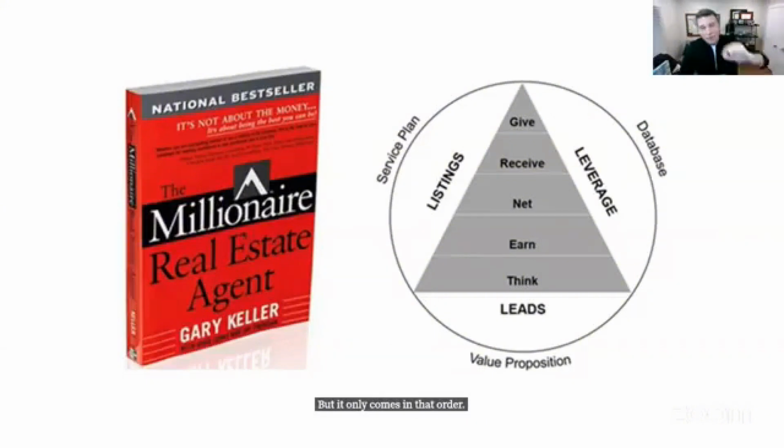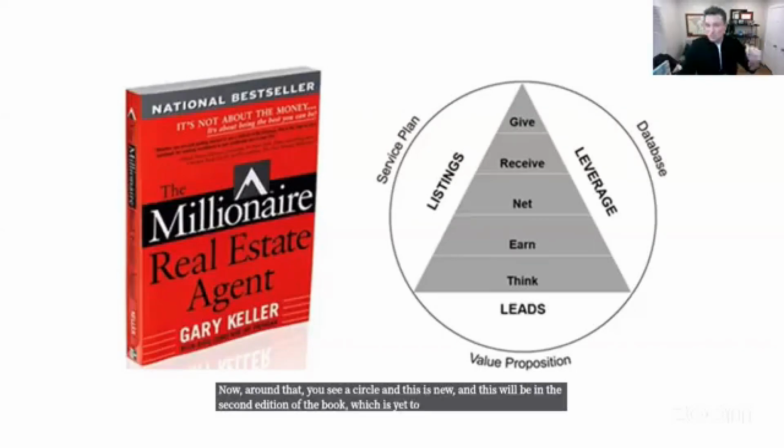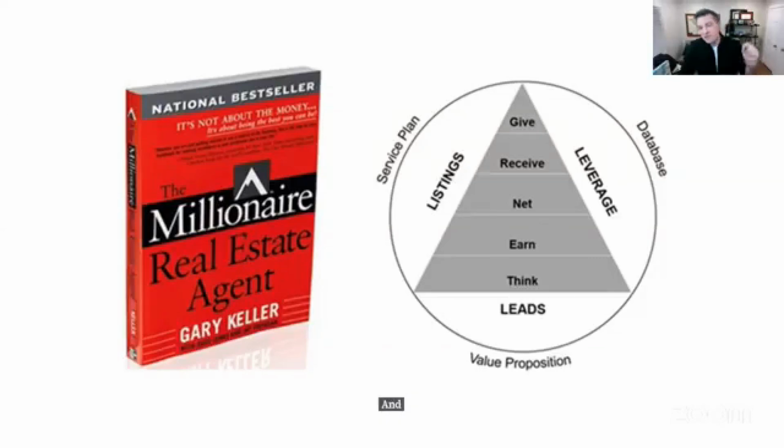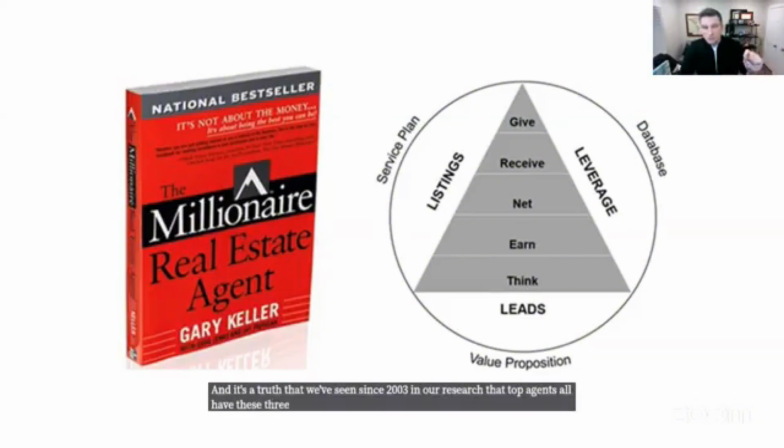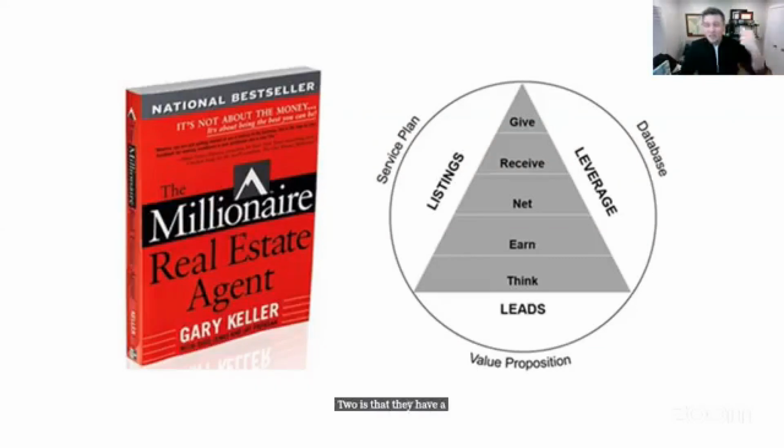Now, around that, you see a circle, and this is new, and this will be in the second edition of the book, which is yet to come out. So you're seeing something most of the real estate industry has not seen yet. And it's a truth that we've seen since 2003 in our research, that top agents all have these three elements in order to drive their business forward. One is they know their unique value proposition. Two is that they have a service plan to actually implement and deliver on that value proposition.